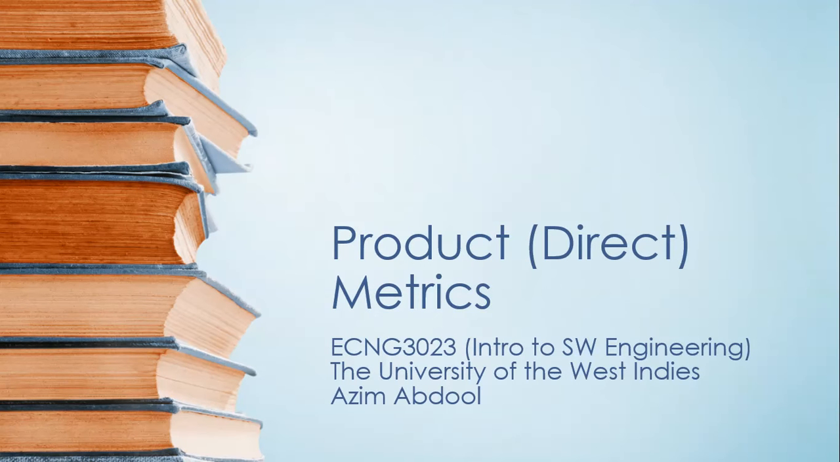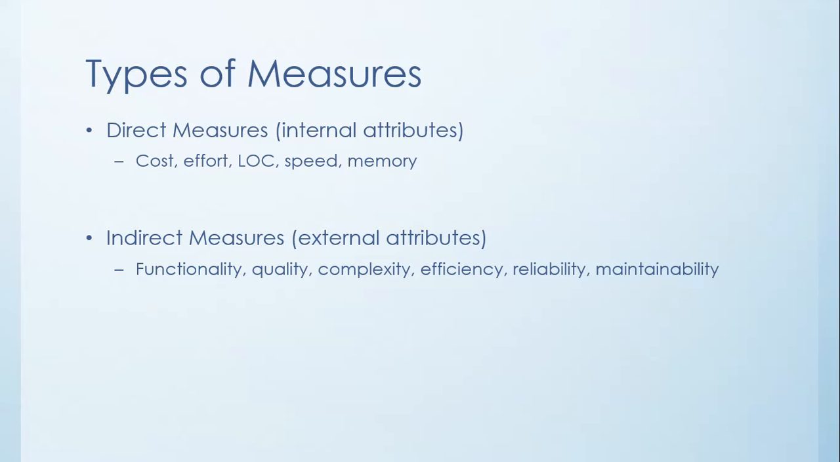Hi. So in this particular video, I'm going to talk to you about some of the direct metrics you can actually apply to your product. So the types of measures that you could actually apply to your product are either direct measures or indirect measures. Direct measures talk to the internal attributes of the product, whereas indirect measures talk to the external attributes.